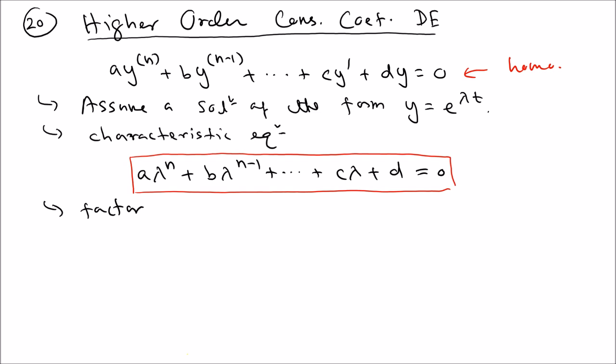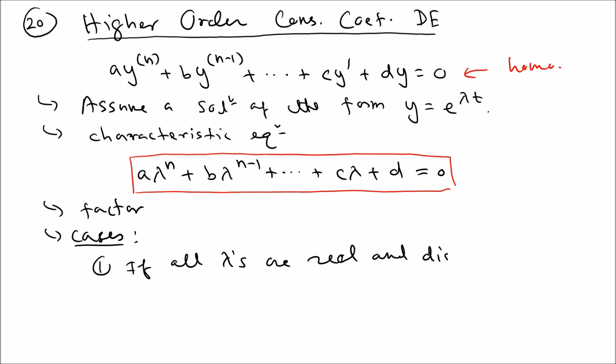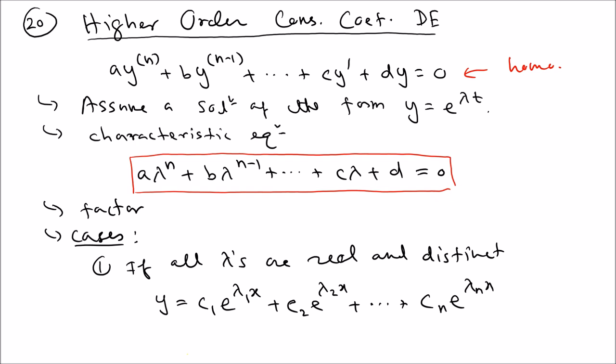There are a few cases, so let's go case by case. The first one is if all lambdas are real and distinct. That's the most common case. It's just the extension of what we learned: c1 e to the lambda 1 x, if you use x as the independent variable, plus c2 e to the lambda 2 x, and so on, up to cn e to the lambda n x.